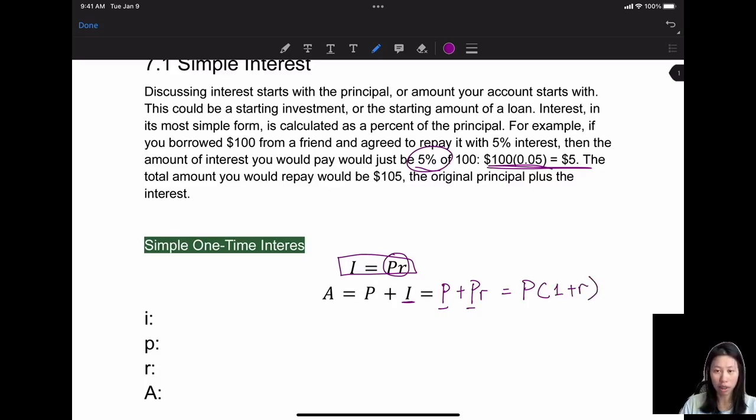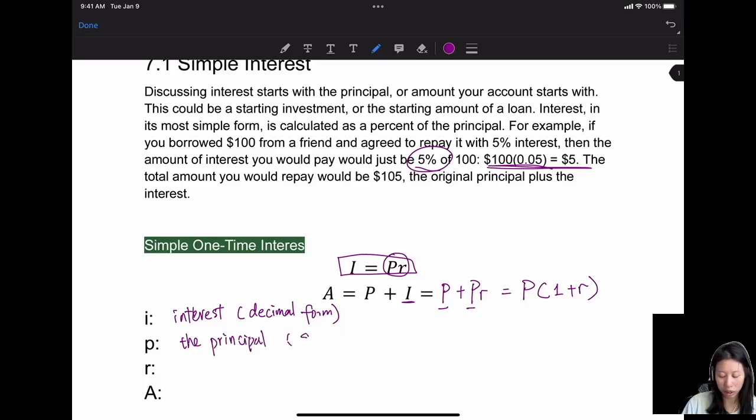So in this formula, r stands for the interest rate, usually in decimal form. We need to convert the percentage to a decimal. P is the principal, or the starting amount. R is the interest rate, usually in decimal form.